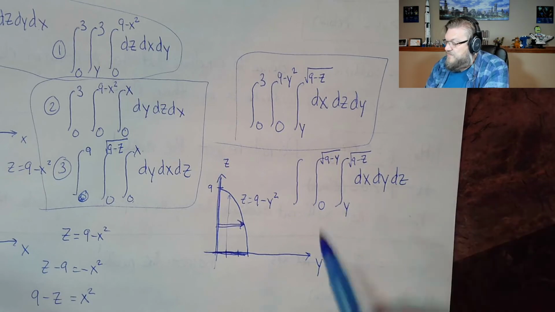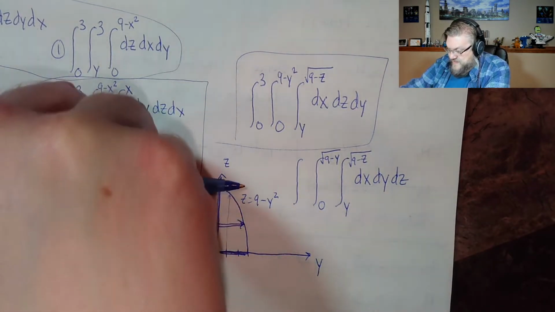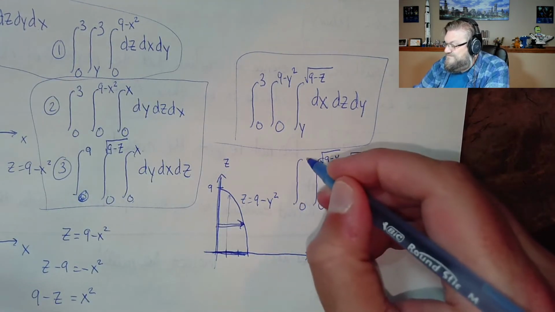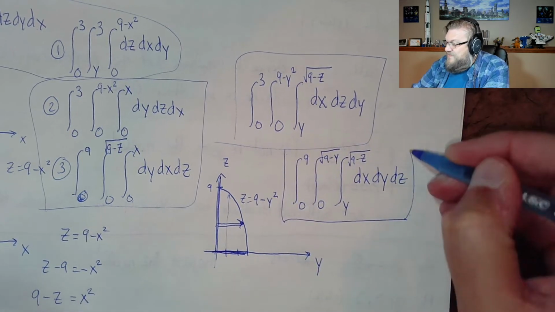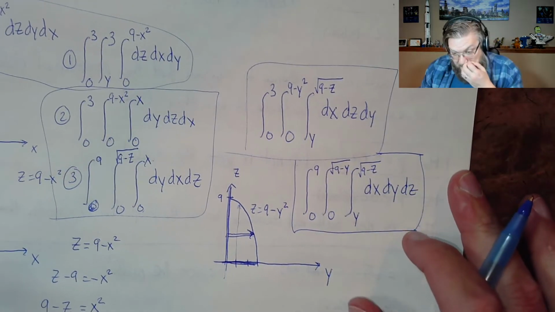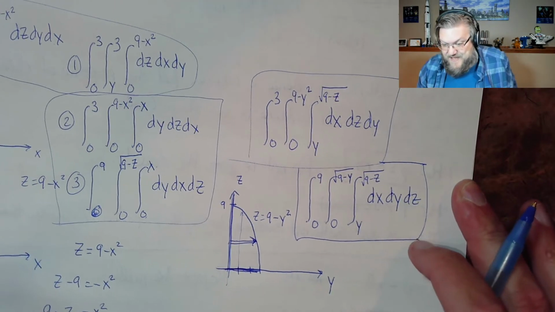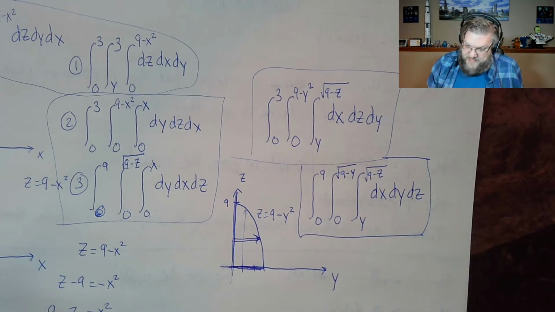Then z runs from 0 to 9. And there we have our 6 orders right there. Right? So these are the types of problems that have a lot of detail to them, right? But I hope that you see each piece.